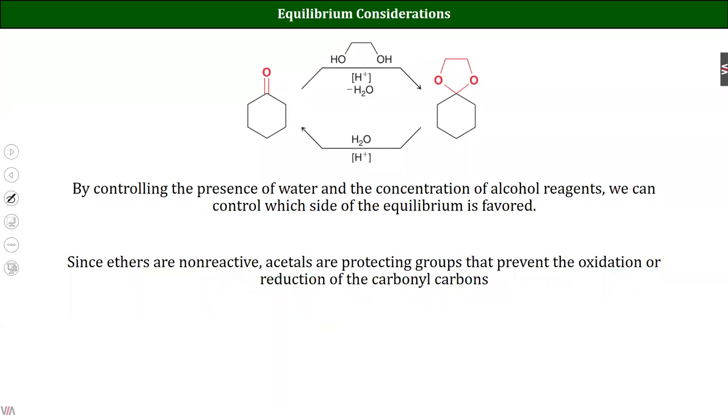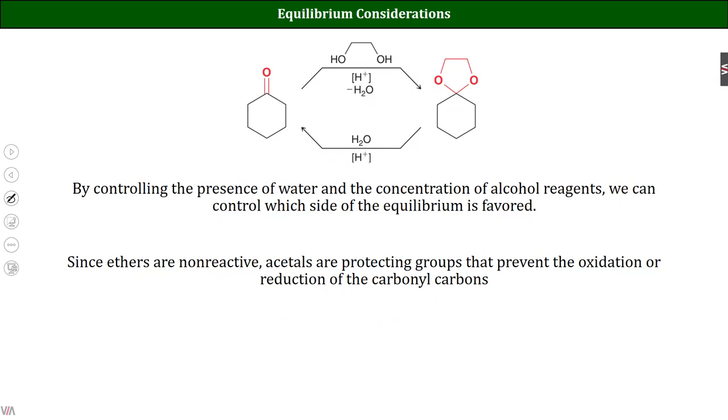So all you really have to do to switch it back is just add water with a little bit of acid to catalyze the reaction. You remove water in step one, add water in step two, and you're back and forth. And ethers aren't as reactive as carbonyls. And so that's the key that allows us to prevent the oxidation or reduction of carbonyl carbons. It's basically make them not a carbonyl carbon for a little bit and then turn them back to being a carbonyl carbon later. And that's the gist of pretty much all protecting groups.